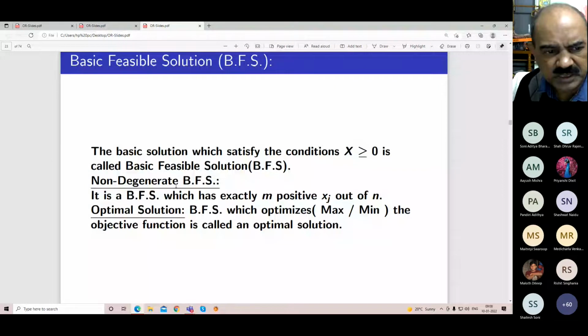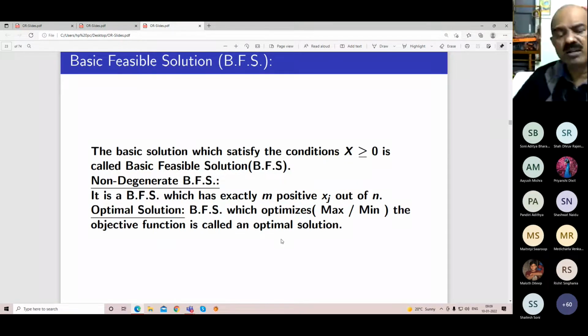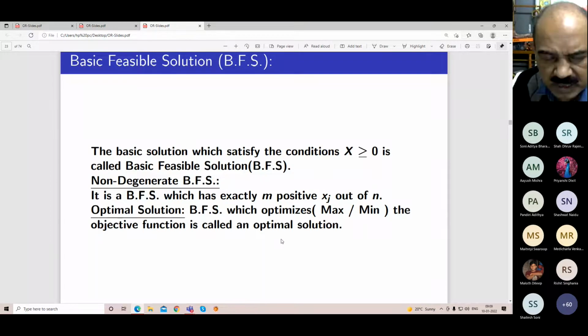If you find all the basic variables are positive, then it is called a non-degenerate basic feasible solution. It is a basic feasible solution which has exactly m positive values out of n. The optimal solution is a basic feasible solution which will optimize, meaning either maximize or minimize the objective function. Basic feasible solution is nothing but our optimal solution.